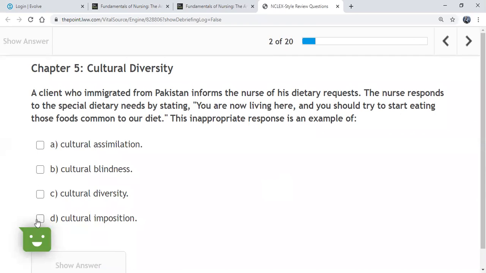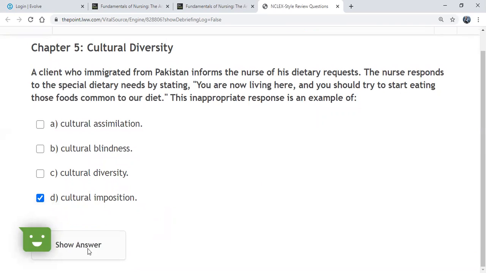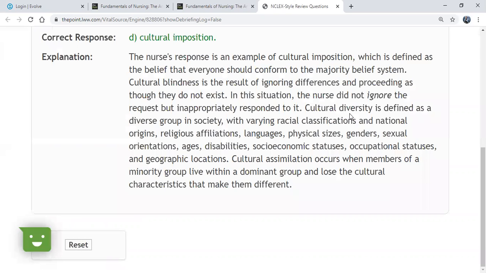And then, of course, diversity is that big melting pot that we have in the United States. So again, blindness is ignoring the differences and acting like they don't exist. In this case, the nurse recognized the difference and said, "Oh no, you can't bring that here."